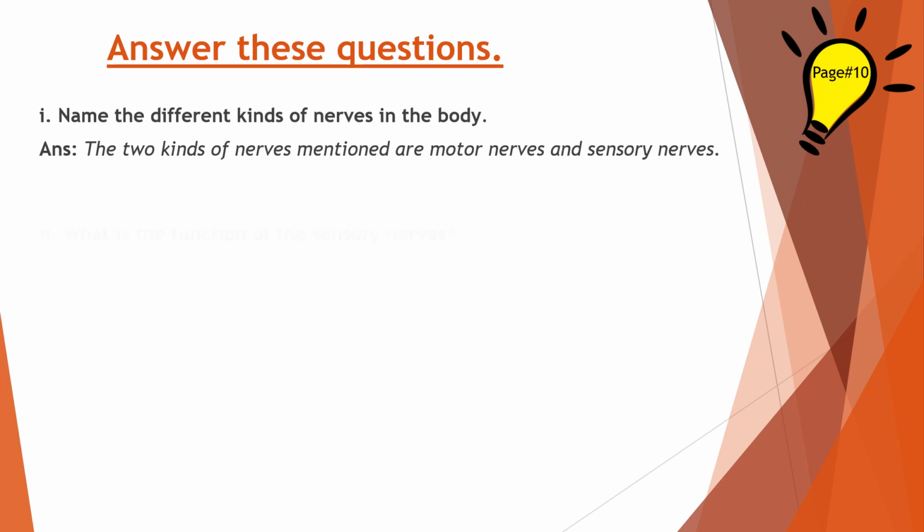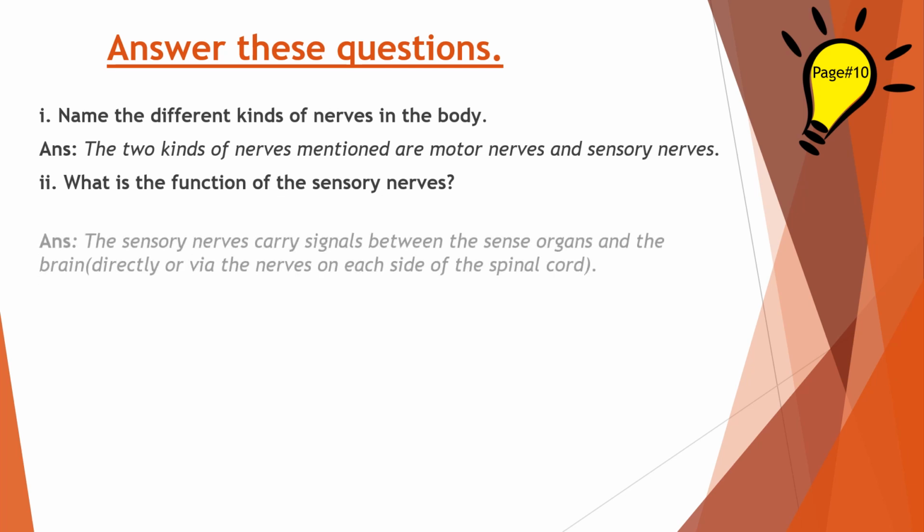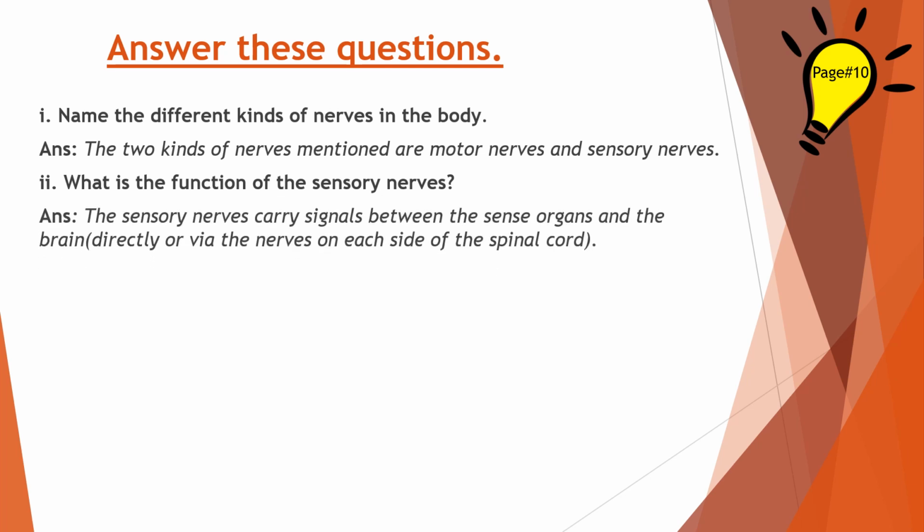Question number 2 is, what is the function of the sensory nerves? We know that sensory nerves carry signals from sense organs to the brain. So we will write our answer as, the sensory nerves carry signals between the sense organs and the brain, directly or via the nerves on each side of the spinal cord.